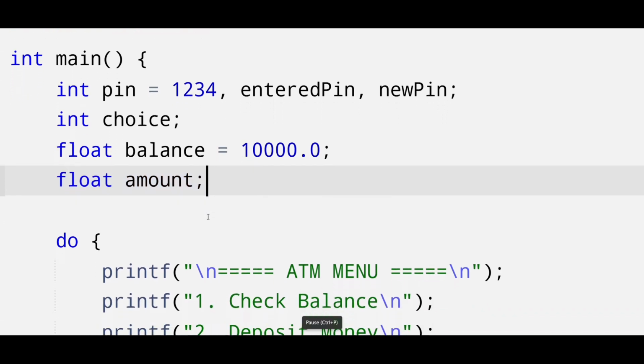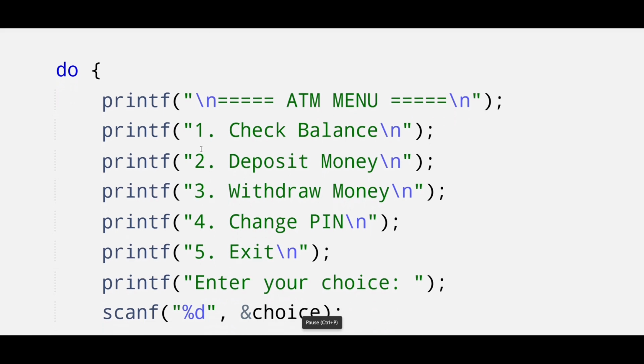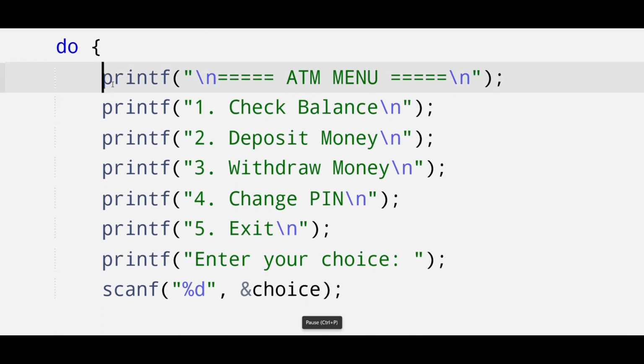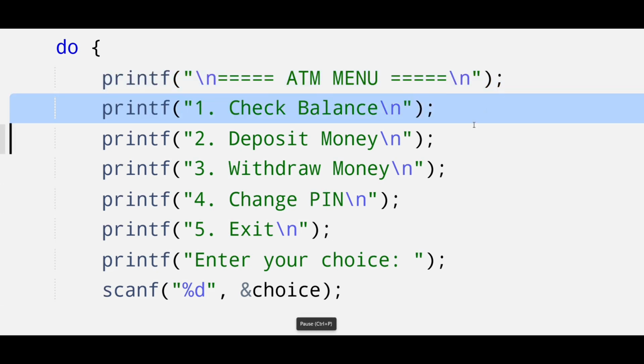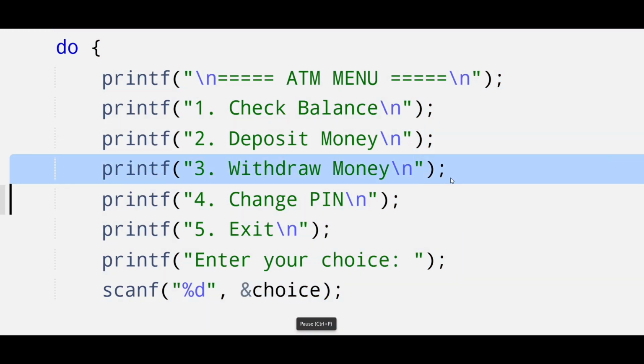Here we are using a do while loop. Why? Because the ATM should work again and again. If the user completes one transaction, they may want to withdraw, check balance, or deposit again. That is why the ATM must repeat the menu, and that's why we are using a loop condition here. This statement prints the ATM menu on the screen. The menu contains check balance, deposit amount, withdraw money, change pin, and exit. These are the options we include in our ATM machine.